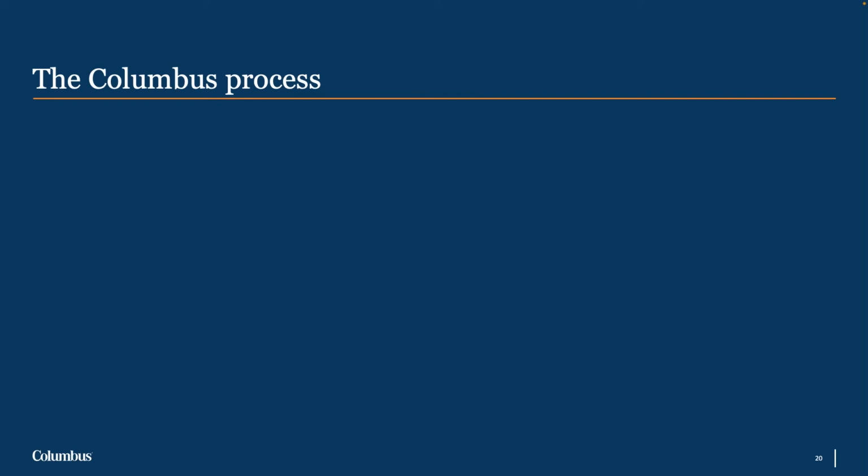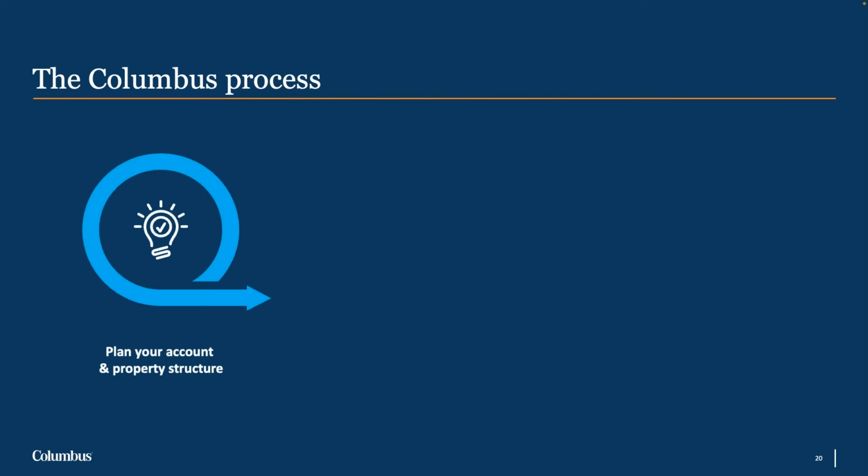To reach the final step of the GA4 journey, we at Columbus have developed an implementation process. And I'll cover the steps and give you some important points to consider when you start your implementation. So firstly, we strongly recommend that you plan your account structure that best suits your business. So consider the structure for your business as it is today, but also consider how your structure resonates with your future business.